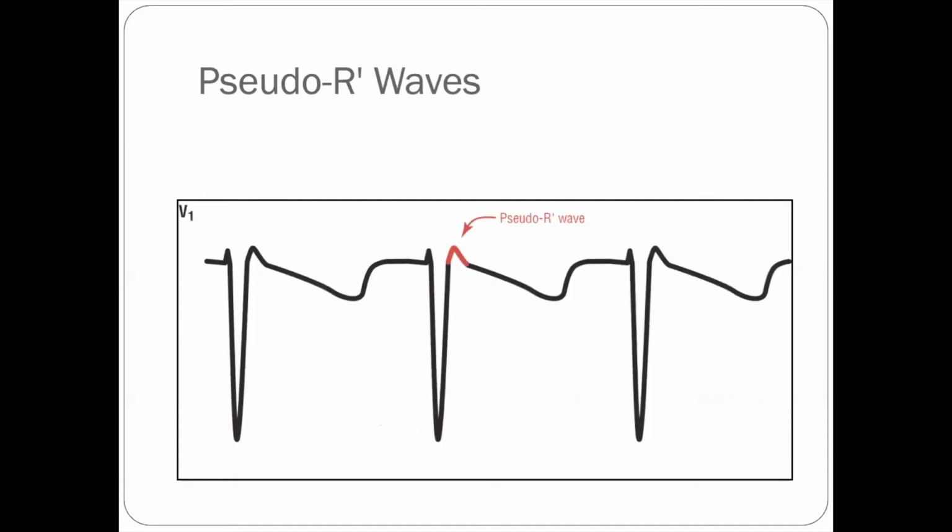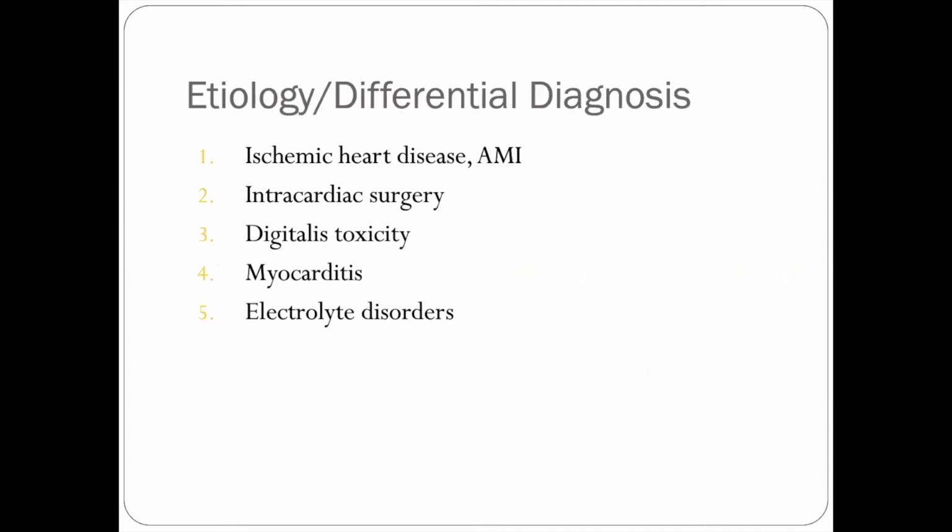It can also create kind of a pseudo R prime wave in some leads. For example, in V1, where the P wave is supposed to be inverted, you're supposed to have a negative P wave in lead 1. Therefore, an inverted P wave would look upright in V1, and that upright wave in V1 that is retrograde can make it look like there is an R prime wave in that lead. So again, just be discriminating when you're starting to look at these waves to see what is a P wave versus a QRS complex.